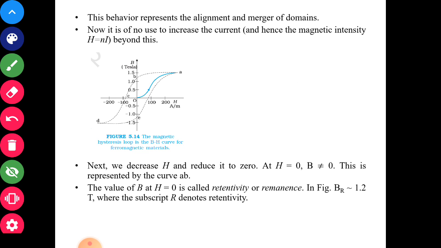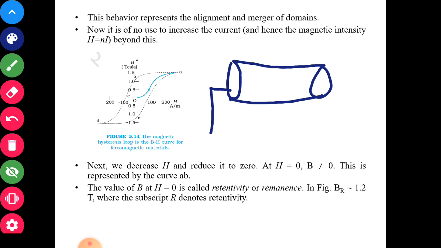Now what will you do? You change the battery direction. You started from 0, increased up to say 300 milliampere, and from 300 you brought it back to 0. Now you change the direction of the magnetic field. Earlier the battery was this way, positive, negative. Now you change it, positive here and negative here. So the direction of the magnetic field you are changing.